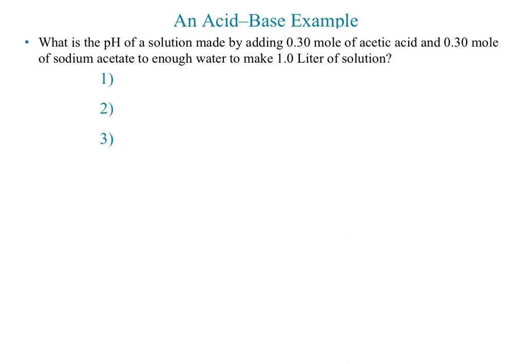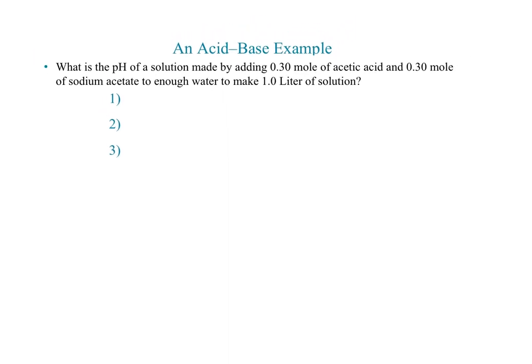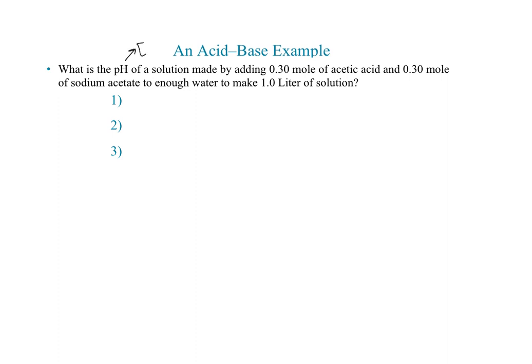We set things up the same as we would before. If I want to find the pH, so that's related to the hydronium concentration, of a solution that has 0.3 moles of acetic acid and 0.3 moles of sodium acetate, we're first going to write our dissociation of acetic acid, which is HC2H3O2 in water. I'm going to dissociate into hydronium and acetate. So same thing we did before.